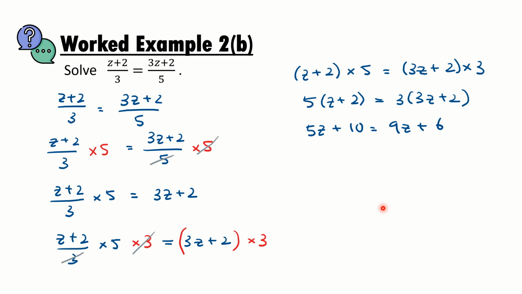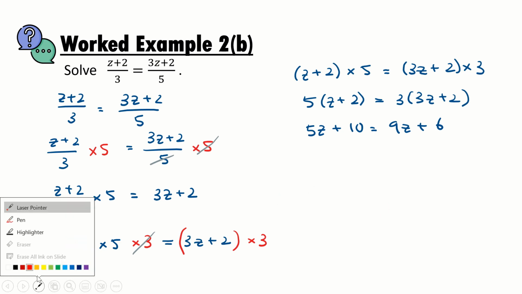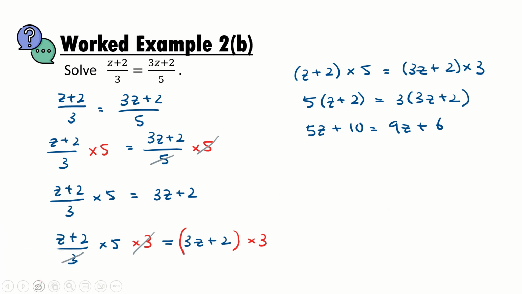So let me just bring out my pen here, so that I can try to show you the exact steps in case you're still not familiar yet. So I'm doing 5 times z and 5 times 2, and then 3 times 3z and 3 times 2. That allowed me to get this 5z plus 10 equals to 9z plus 6. Then now we have arrived at something familiar.